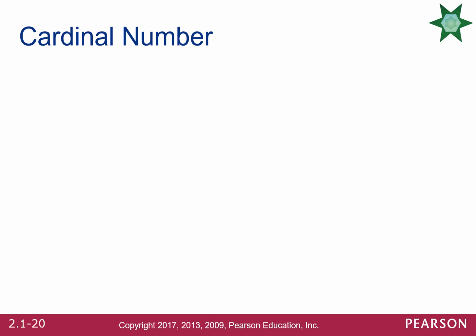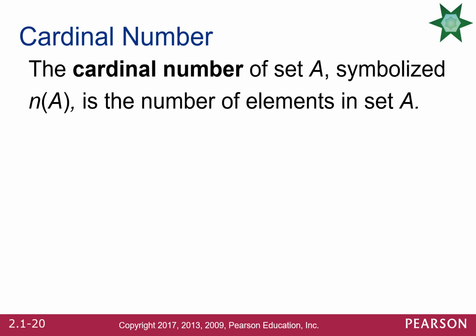Now, another term that we come across in set theory is called the cardinal number. The cardinal number of set A, symbolized as n, and then within brackets we have A, is the number of elements in set A. So when we have to denote the number of elements in a particular set, we call that the cardinal number, and this is how it's symbolized. Lowercase n followed by an uppercase A within brackets.